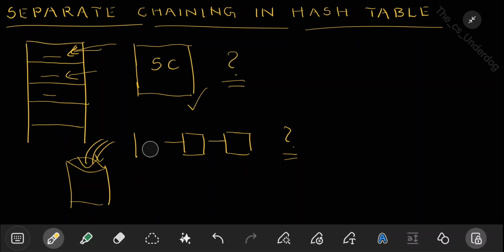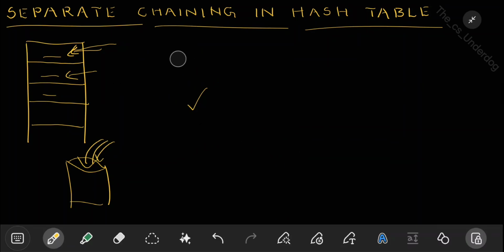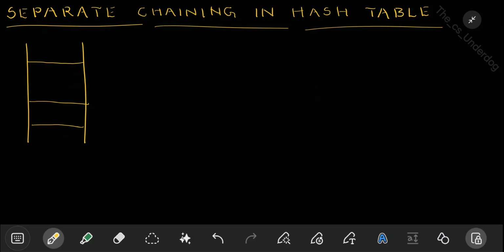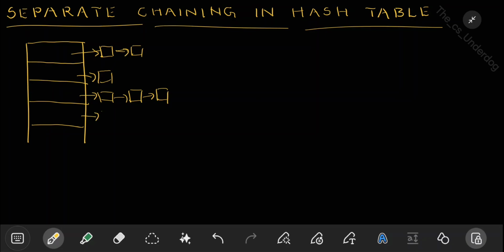And inside the bucket, you are maintaining a linked list. Let us see how this is done. For each of these indices, you will be maintaining separate linked lists like this. Whichever element maps to a particular index, all of them can be simply added to this linked list. So there will be no collisions.